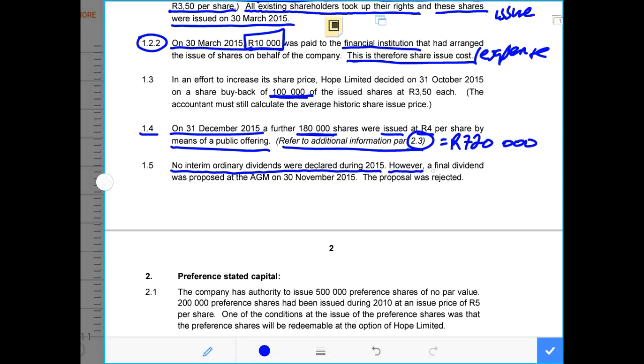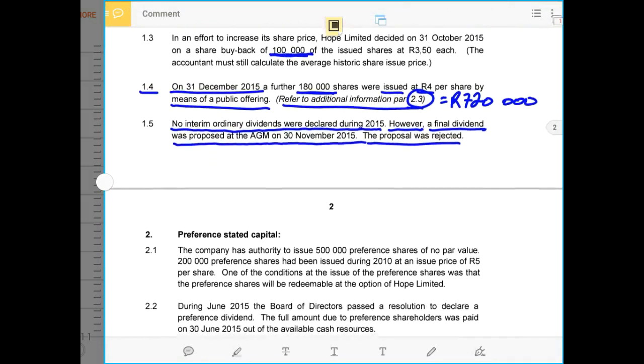However, a final dividend was proposed at an AGM on the 30th of November 2015. And now, however, the proposal was rejected. So now, though there was a declaration at the end of the year, the proposal was rejected, perhaps because of other financial reasons. Therefore, now we go to number 2.